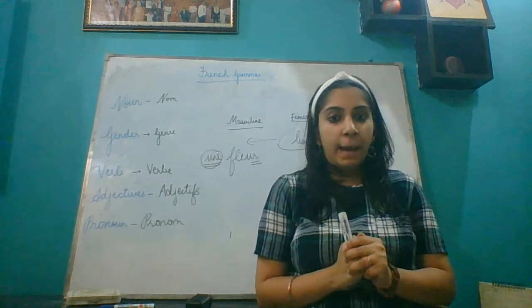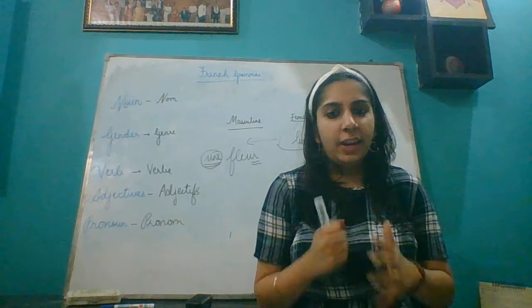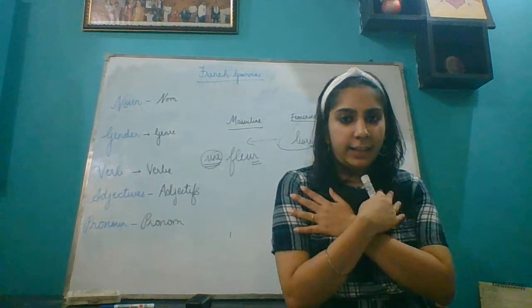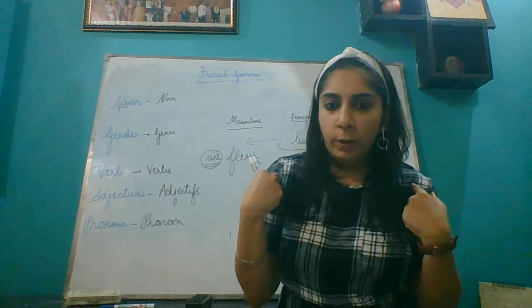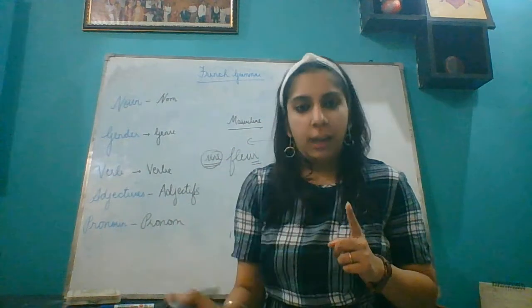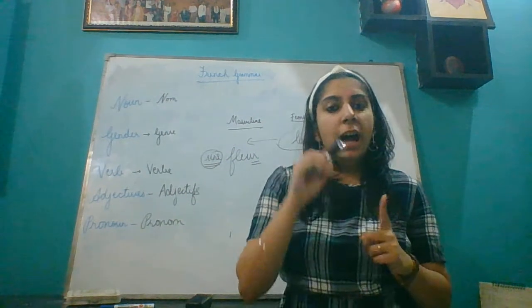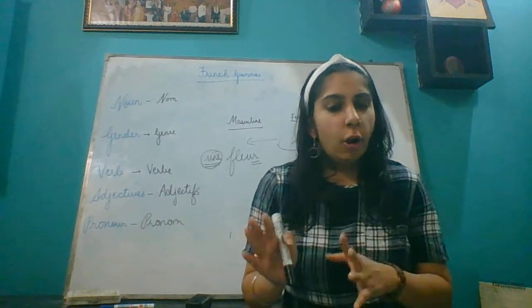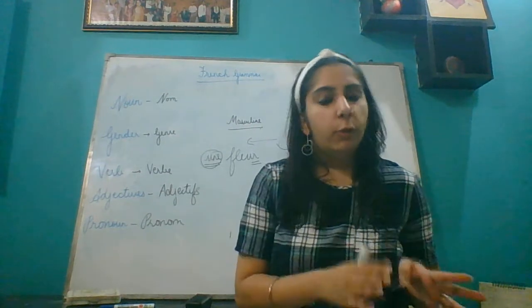Now there are certain rules for adjectives also. For example, if I have to say an adjective of color, such as this dress is blue in color, the adjective will come after the noun, because it's an adjective of color. All the rest of the adjectives are placed before the noun.